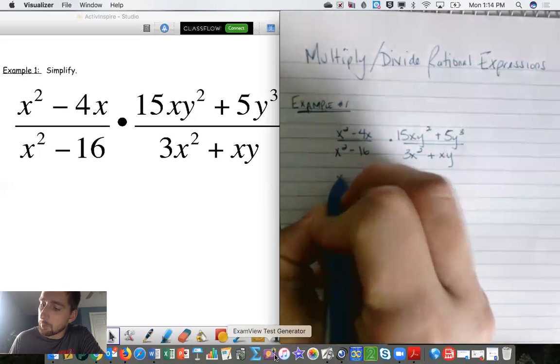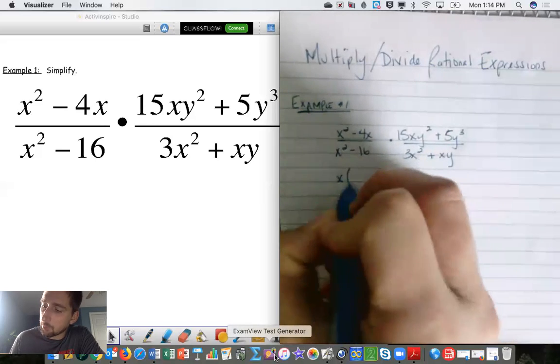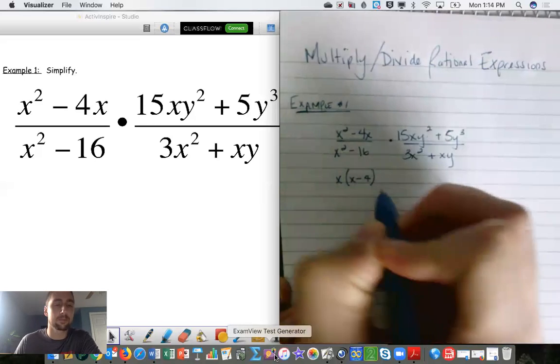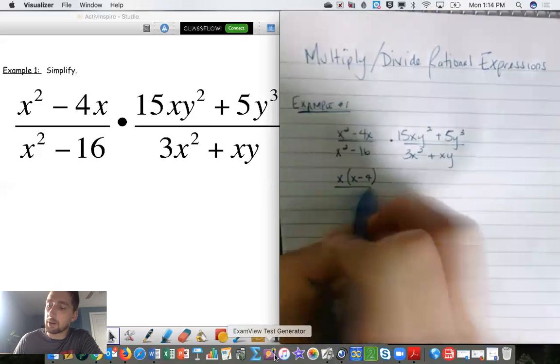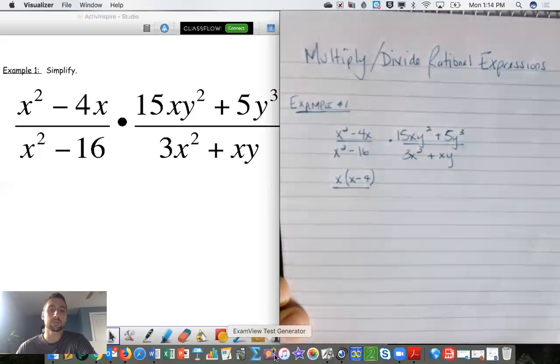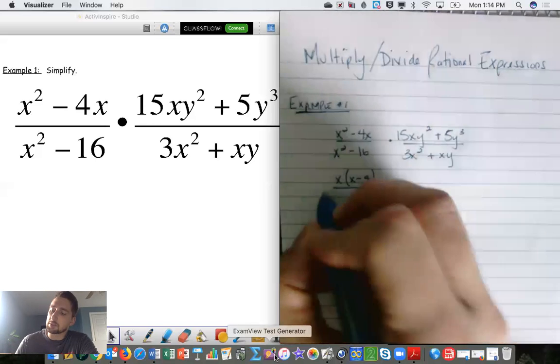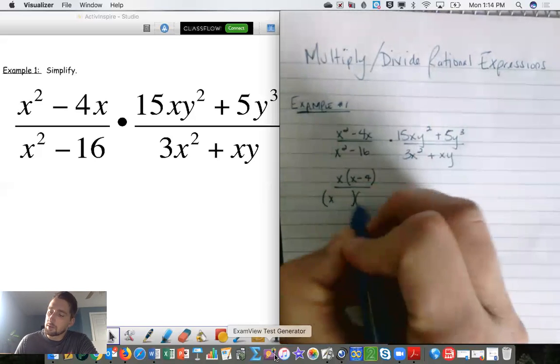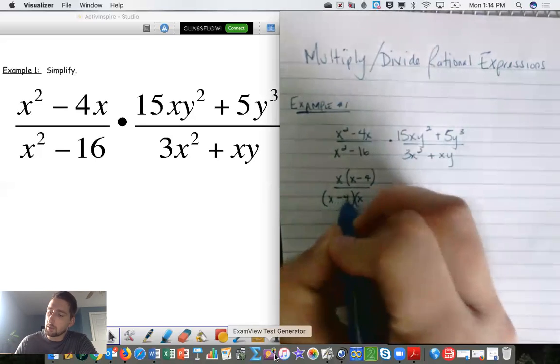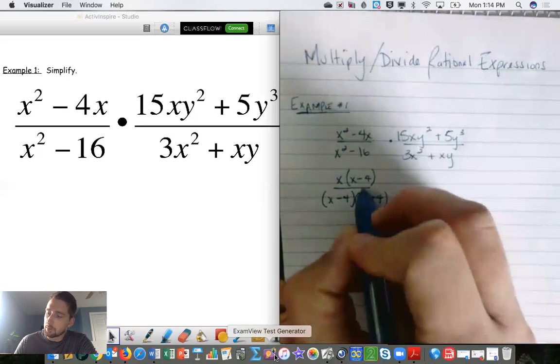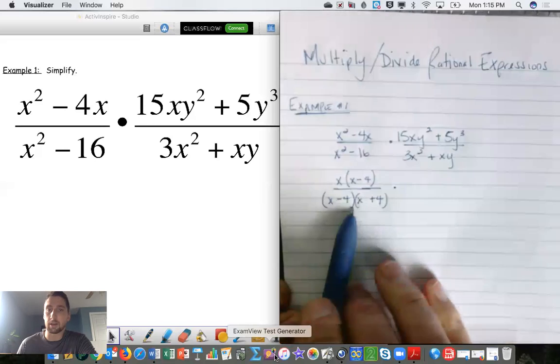In my numerator, I'm going to pull out an x. I'm left with x squared minus 4. In my denominator, I know it's a difference of squares. So therefore, I'm going to have an x and an x, a minus 4, and a positive 4. My conjugates.